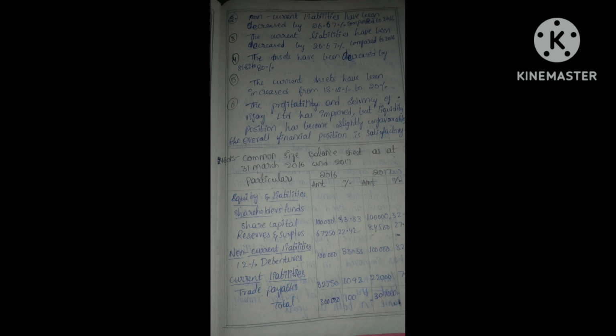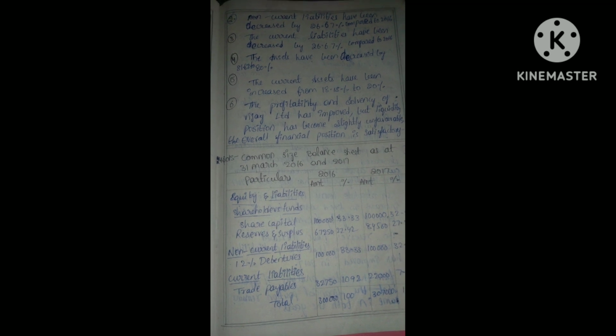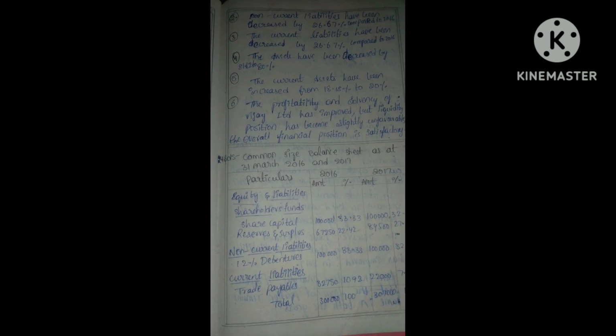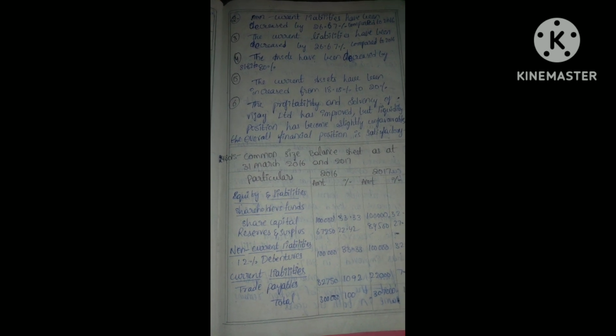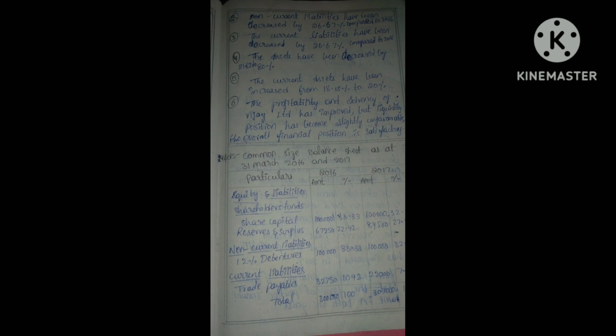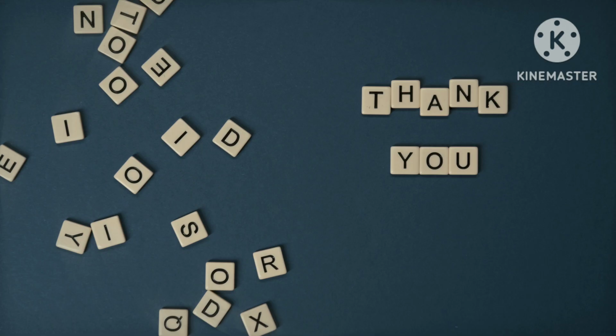And the fourth interpretation is the fixed assets have decreased from 81.82% to 80%. And the fifth interpretation is the current assets have increased from 18.18% to 20%. And the sixth interpretation is the profitability and solvency of Vijay Ltd has improved, but liquidity position has become slightly unfavorable. The overall financial position is satisfactory.